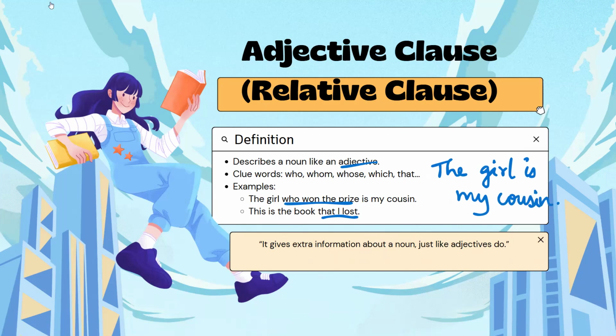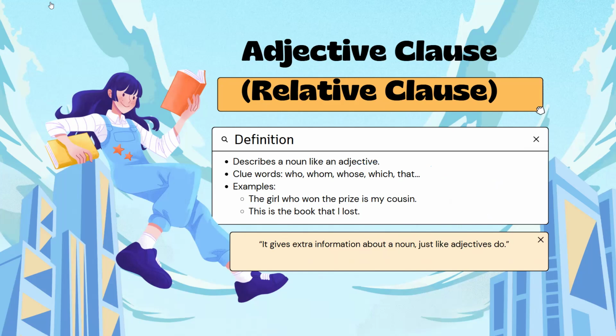Yes, of course, because the adjective clause does nothing but describe the noun. So even without the adjective clause or relative clause, the main clause is going to make sense. The sentence will make sense. I hope it is very clear to you all.